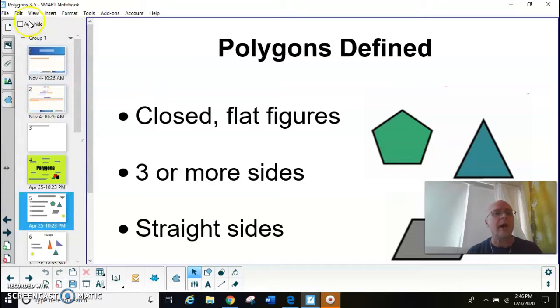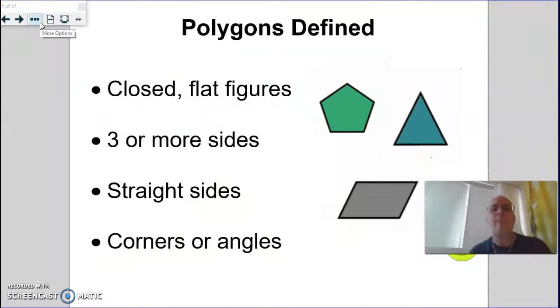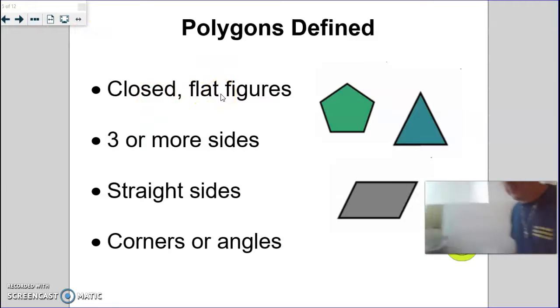So I'll try to get you the materials that you need. First of all, let's talk about polygons. What is a polygon? A polygon is a closed flat surface. Now, what does closed mean? Can you see this board over here? Closed means that all the sides touch each other. See how this doesn't touch here? I don't know if you can see that or not.